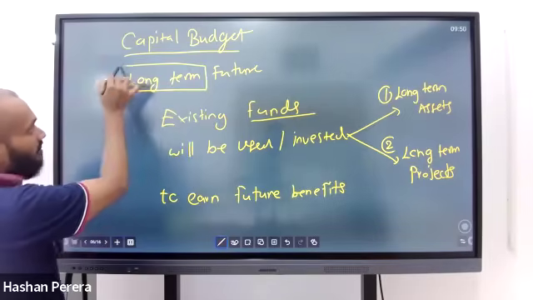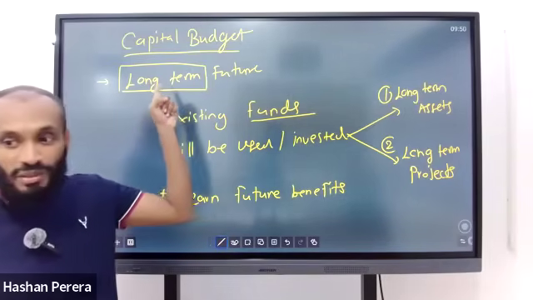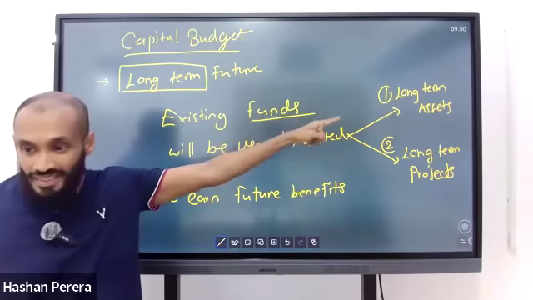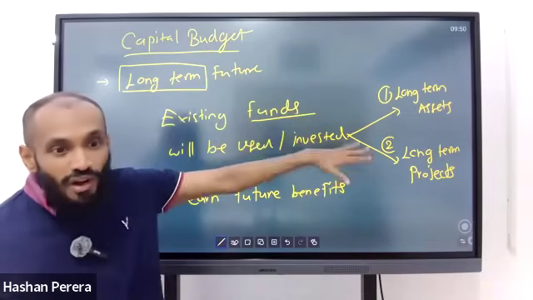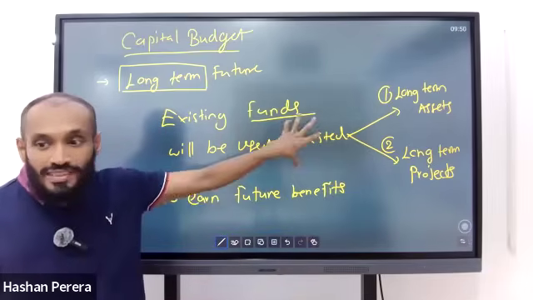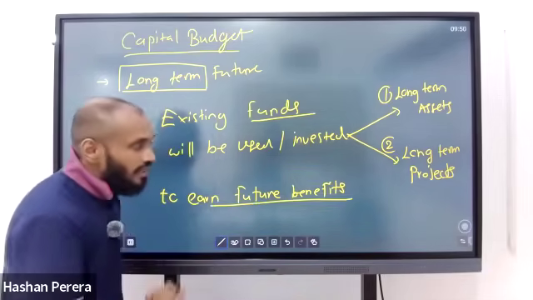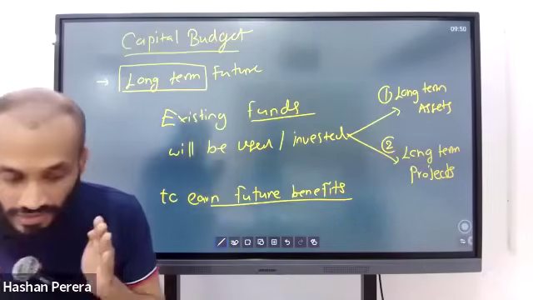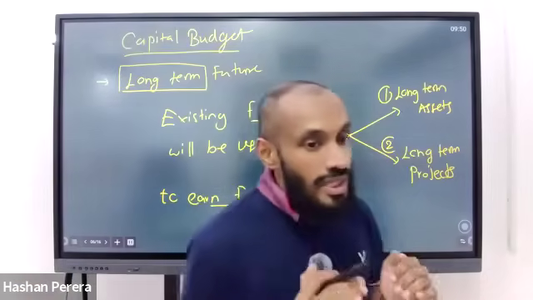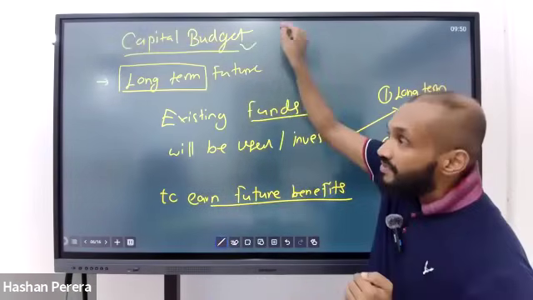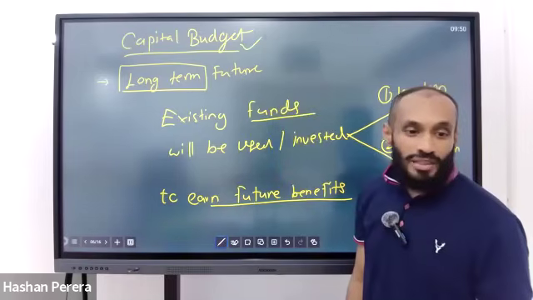This is always about what? That is why capital budget is always the long term side. Which means we invest existing funds in long term assets and long term projects. Why are we doing that? To earn future benefits. So the document we are preparing with that purpose is what is known as capital budget.